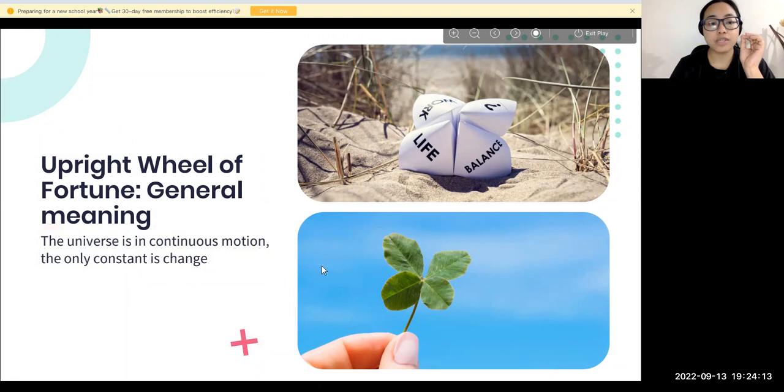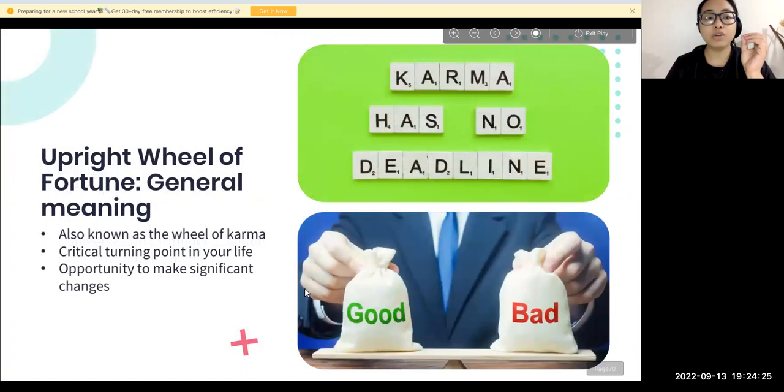This card actually means that the universe is in constant motion and the only constant is change. So nothing in life is permanent. That is what it means. Whatever is going to happen in your life, there is some sudden event which is going to open up. So, as I said, it is a karmic card. We say wheel of karma; Wheel of Fortune is also connected with the wheel of karma.